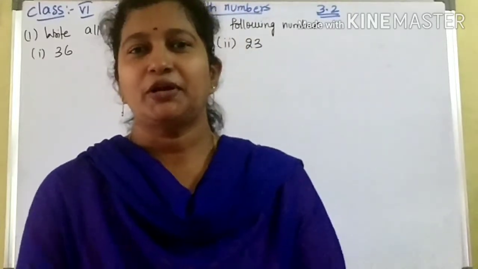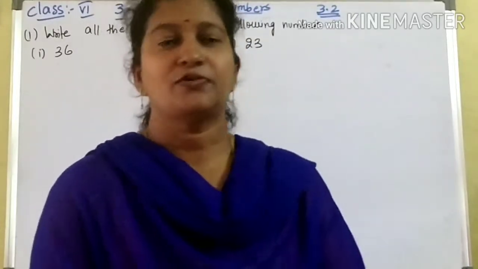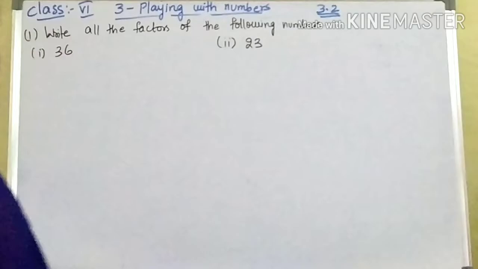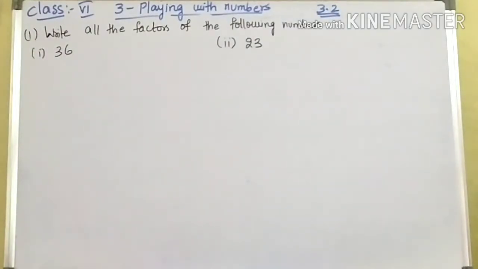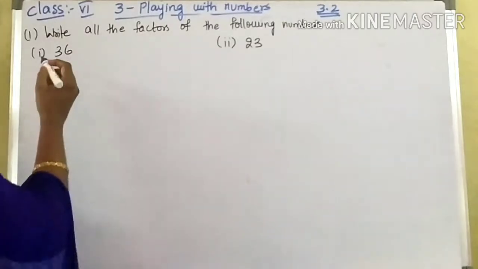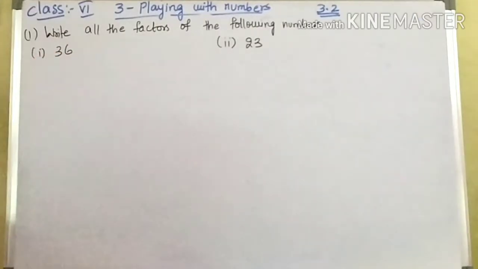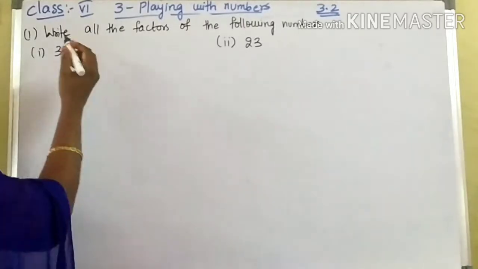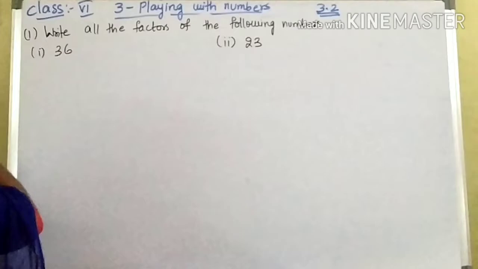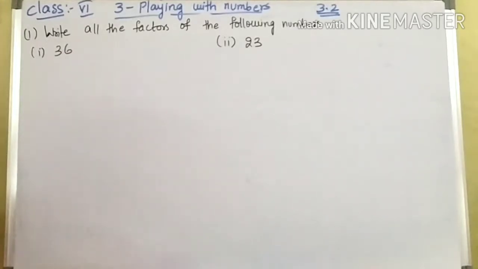In this video I am going to explain 3.2 exercise of Unit 3 playing with numbers. Here, first question, write all the factors of the following numbers. See, in the last videos I have discussed what are prime numbers, composite numbers, factors, twin primes, co-prime numbers, right? Now we'll do this 3.2 exercise. Write all the factors of the following numbers.